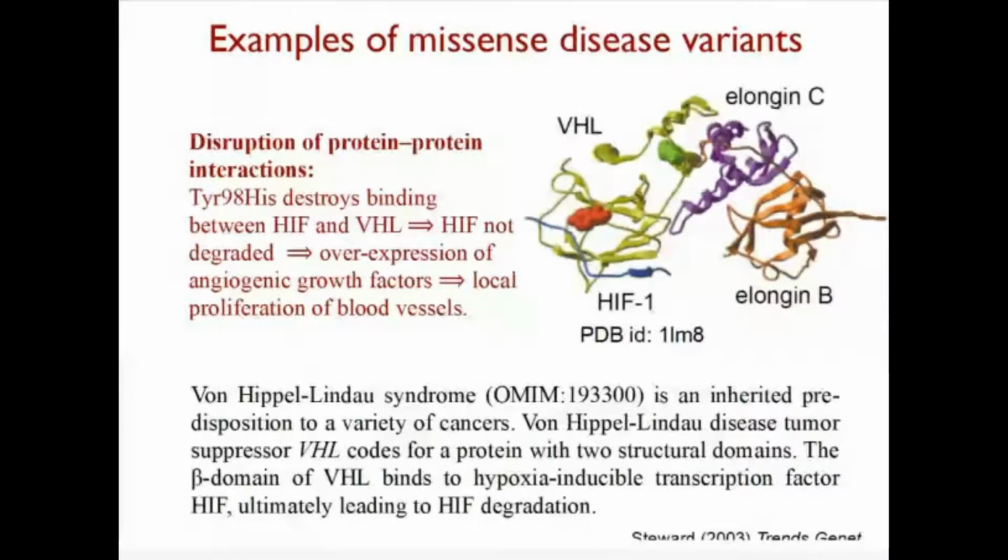Another example is the disruption of protein-protein interaction. In this case, this is von Hippel-Lindau syndrome, an inherited predisposition to a variety of cancers. And in this case, the missense variant destroys binding between two proteins. One of the proteins is not degraded. This results in overexpression of blood vessel or angiogenic growth factors, and this results in local proliferation of blood vessels around a growing tumor. So basically this variant has an oncogenic effect. So this reminds us that a protein must fold properly and perform its functional interactions. So these variants target the most important protein features.